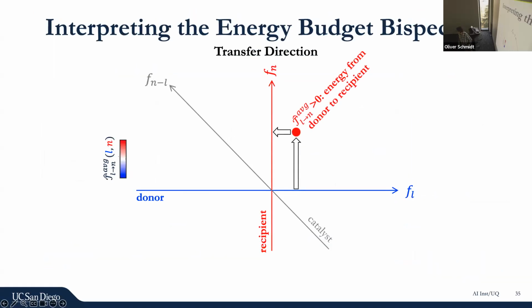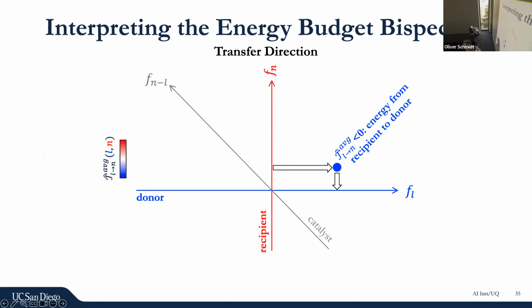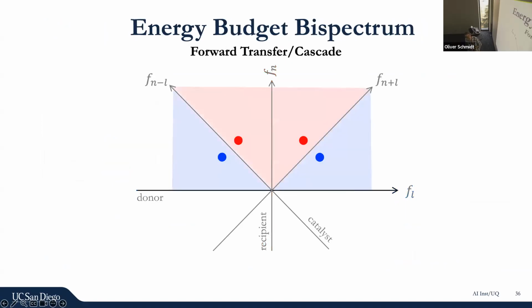So interpretation is just a little interpretation guide that I like giving. If we see red, this means energy goes from donor to recipient. If we see blue, then energy goes from the recipient to the donor, right? The two components just change their roles.